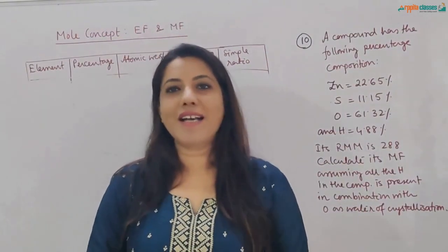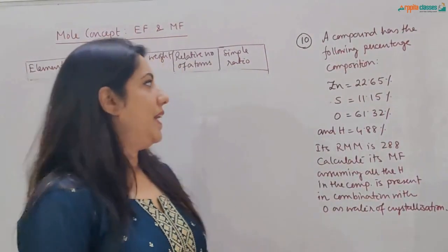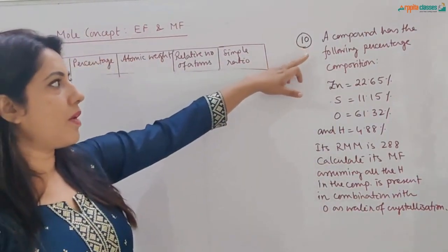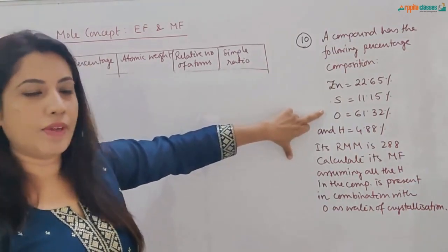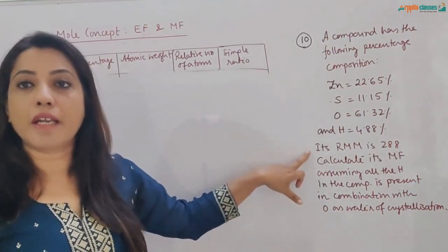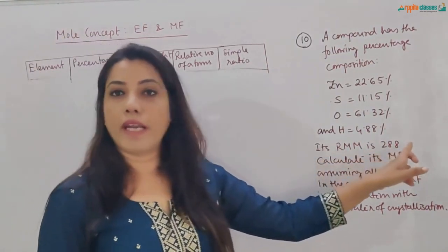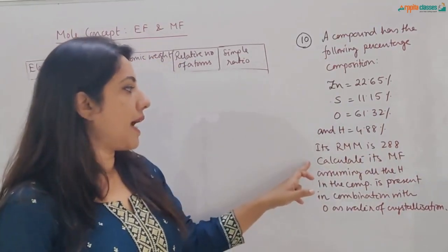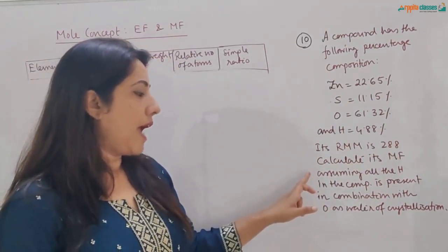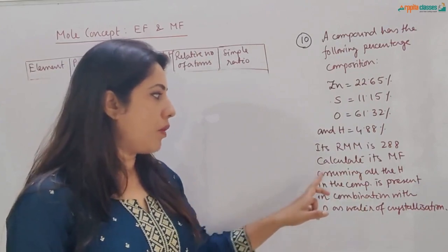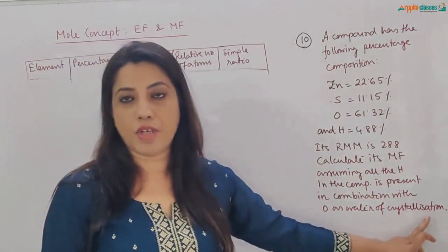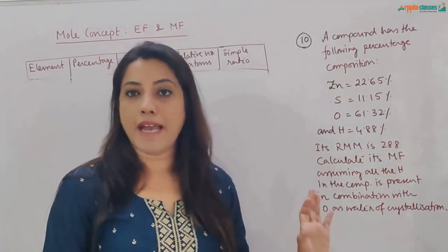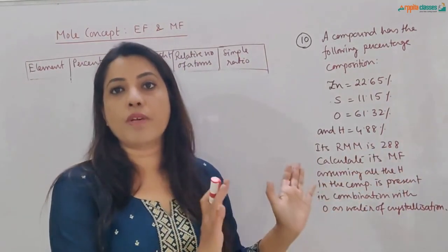So we have reached the last sum of today's topic. Question number 10 says, a compound has the following percentage composition. These are the percentage compositions given. The RMM, that is relative molecular mass of the compound, is 288. Calculate its molecular formula, assuming all the hydrogen in the compound is present in combination with oxygen as water of crystallization. Whatever number of hydrogen is there, it is present as water of crystallization.